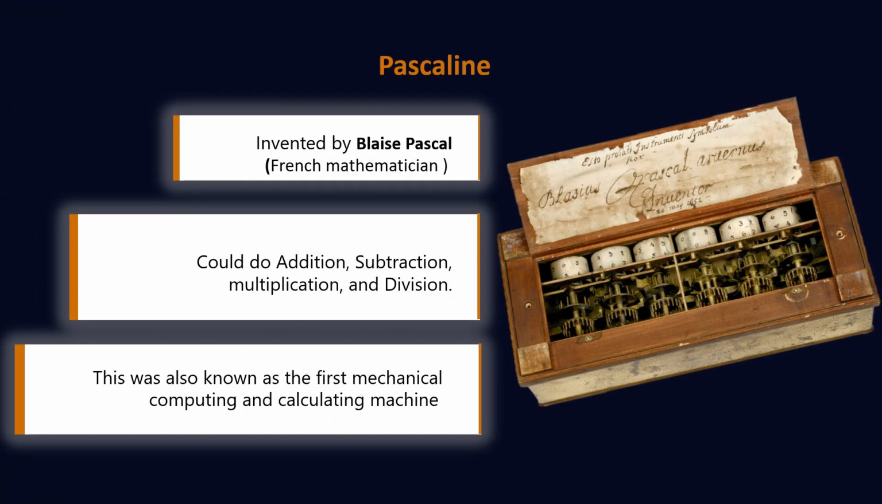Now, the Pascaline. The Pascaline was designed by the French mathematician and philosopher Blaise Pascal, also known as Pascal's calculator. It worked through a series of wheels and gears. This was the first device known as a mechanical computing device. It could do addition, subtraction, multiplication, and division.